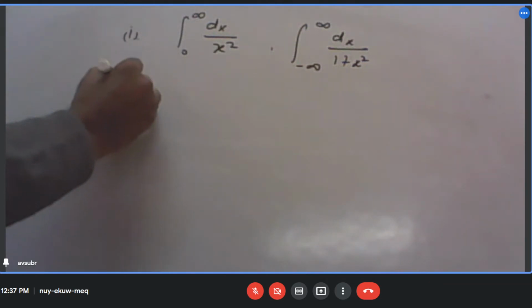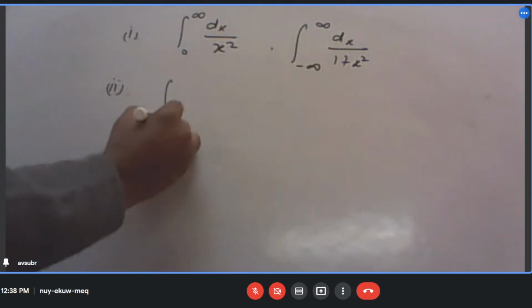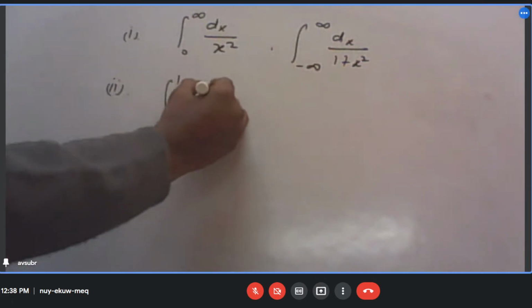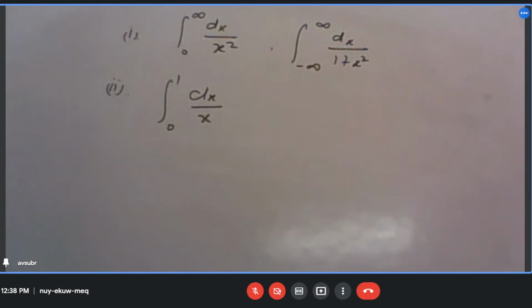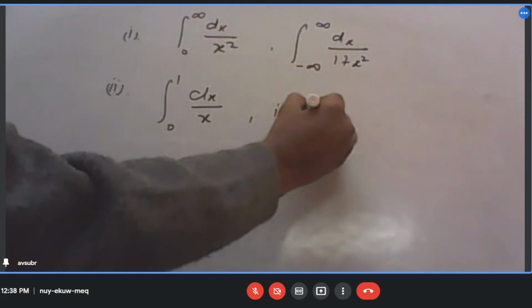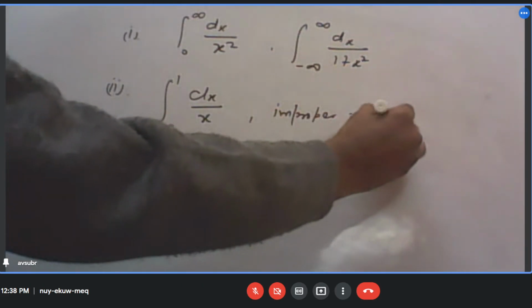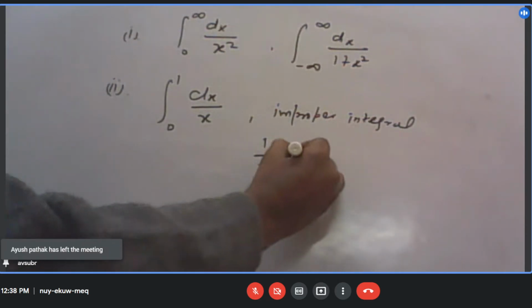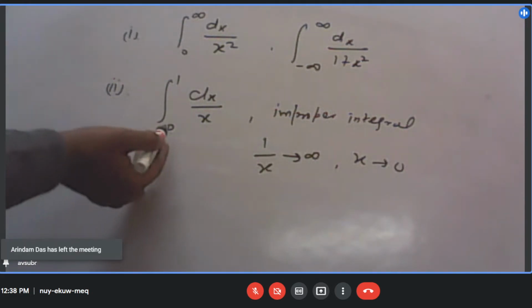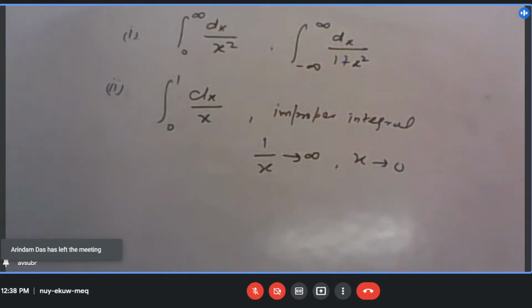Let us take another example, the integral between 0 and 1 of dx by x. Once again, it is an improper integral. Why is it improper? Because 1 by x approaches infinity as x goes to 0. You just see, as x goes to 0, it blows up. All right? Fine.